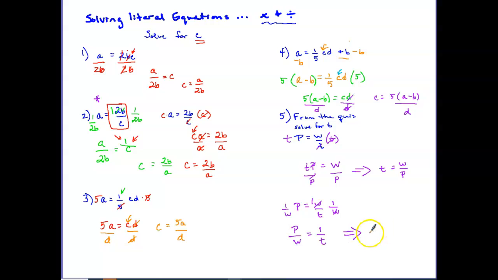But you can invert it. If you've done that and you realize it, then you can say, well, time is equal to work over power. Invert both sides. You inverted the 1 over T and got T over 1. And you inverted the P over W and got W over P.